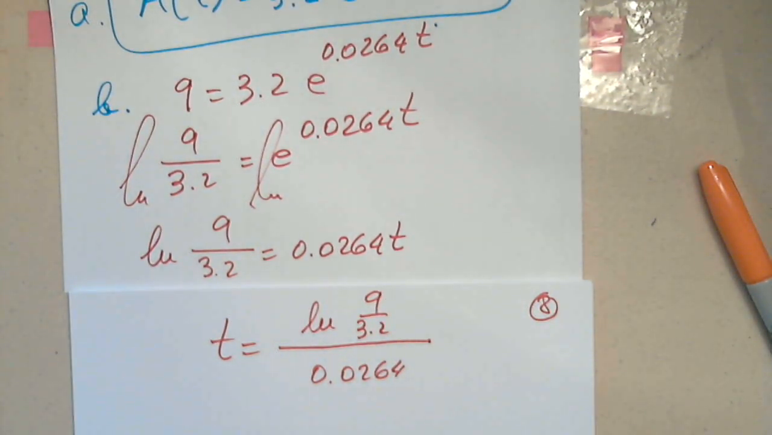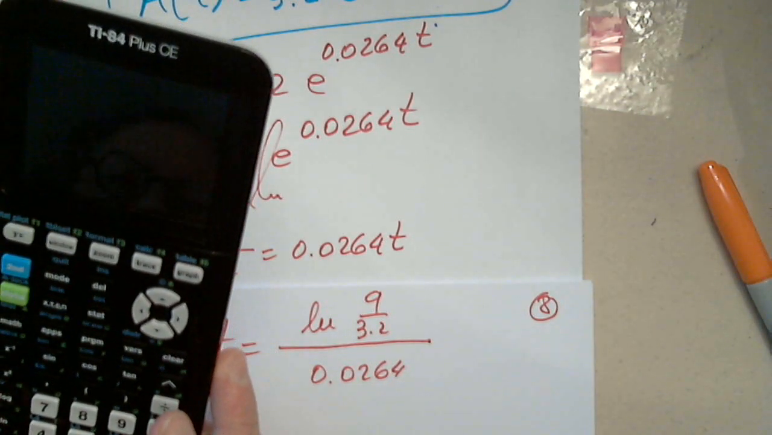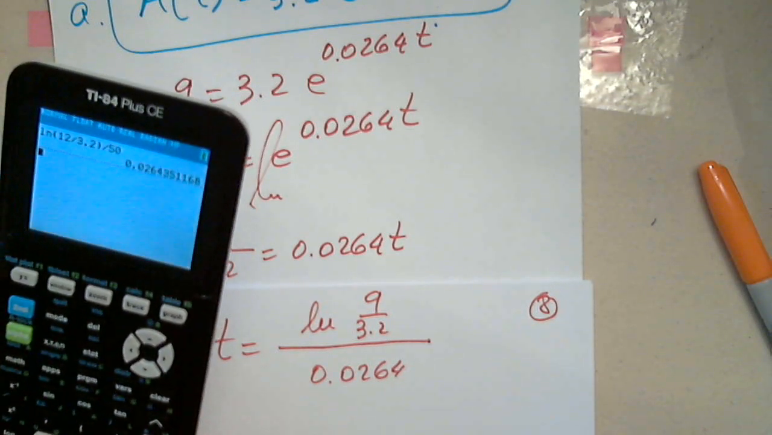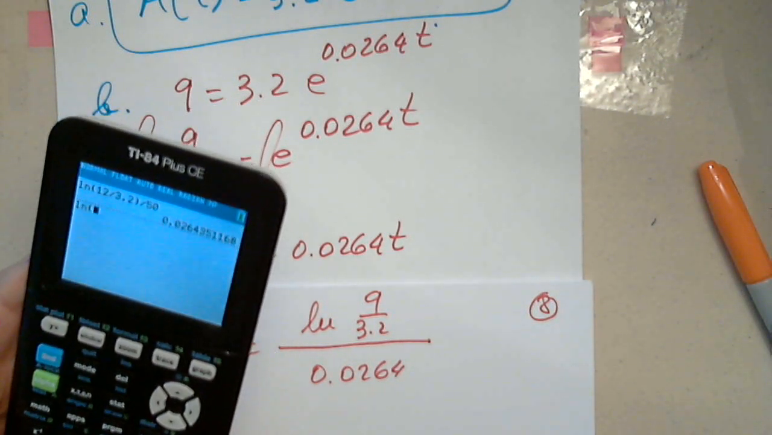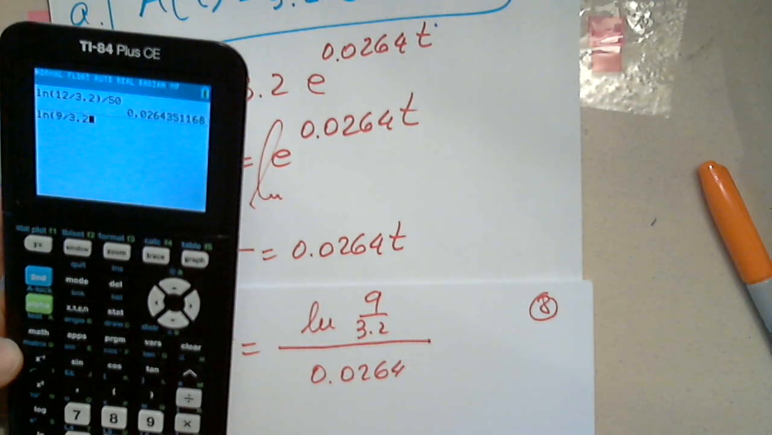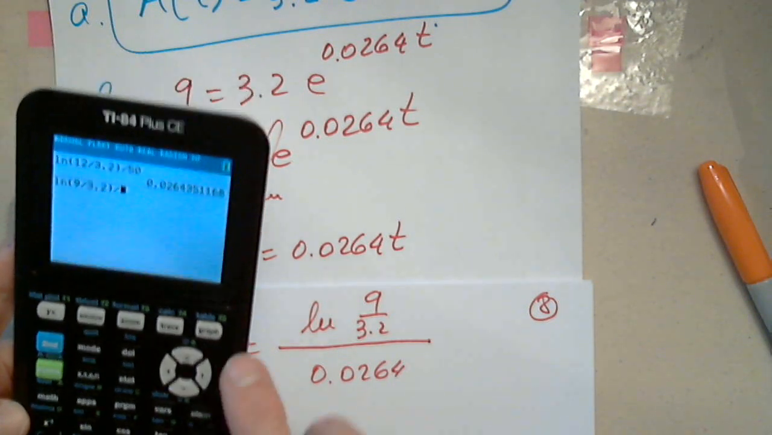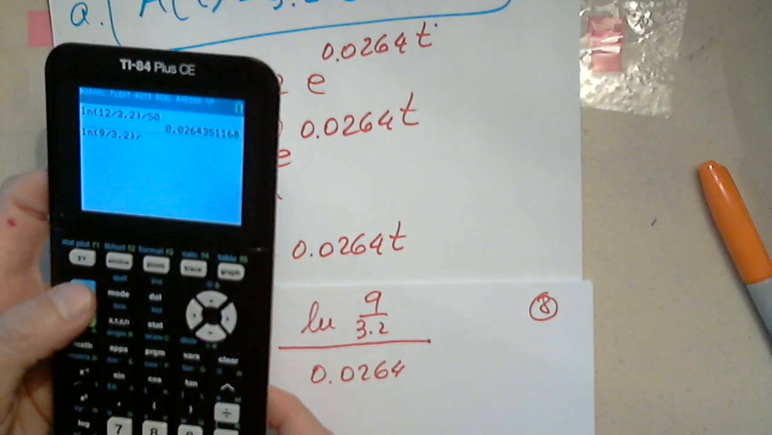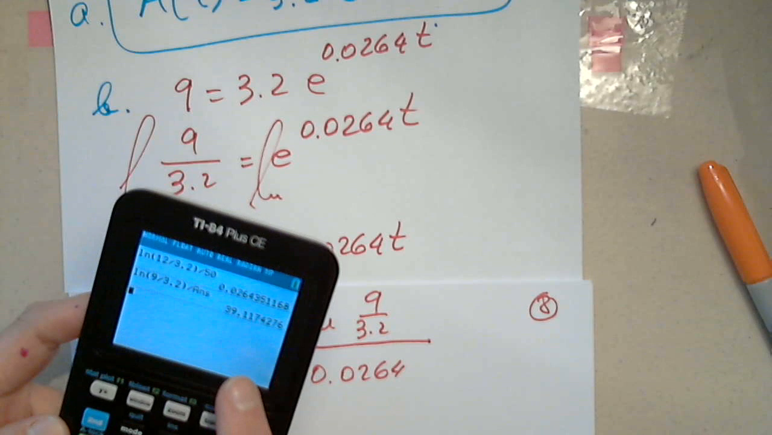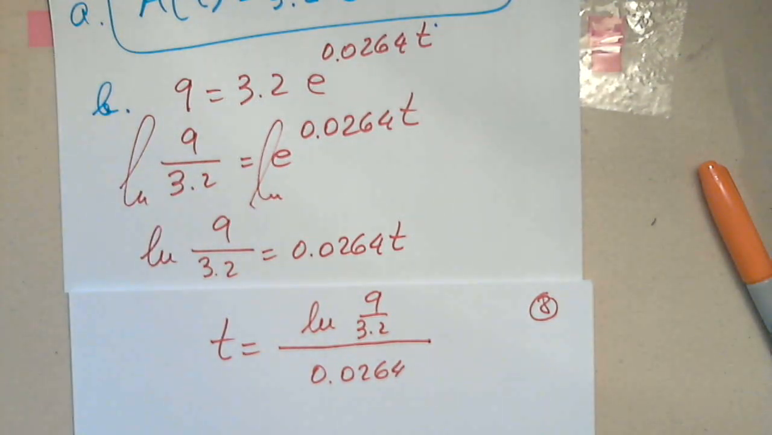So let's determine, according to the model, when the population should be 9 million. So this is natural log. I have natural log of 9 divided by 3.2. Close the parenthesis, and we divide, and I can recall the number, so I don't have to put it in. And it gives me a better approximation. I got 39.1 years. So t is approximately 39.1 years.